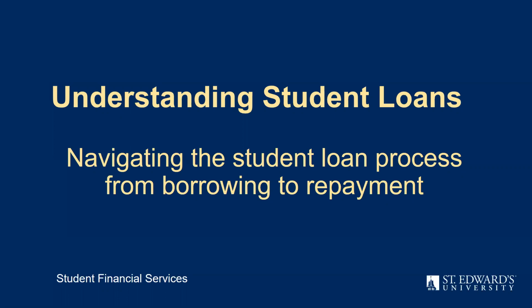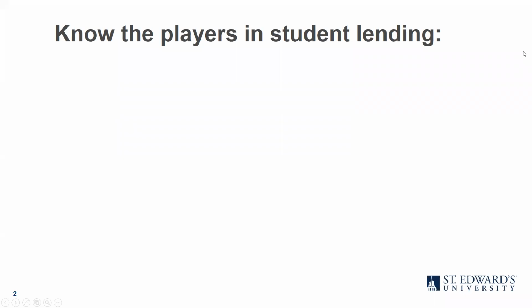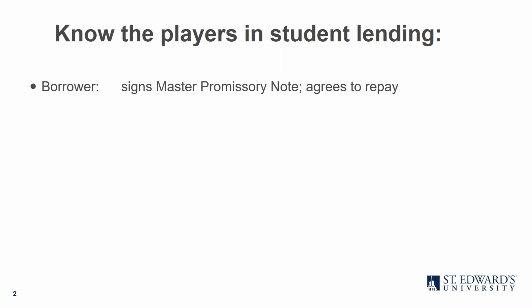So understanding student loans, what we'll cover this evening is navigating the student loan process from borrowing to repayment. First thing we're going to go over is the players in student loan lending. The borrower is the person who signs the MPN, or the master promissory note. They are the person who agrees to repay the loan based on the terms of the promissory note. Ultimately, they are the one responsible for the loan being repaid.